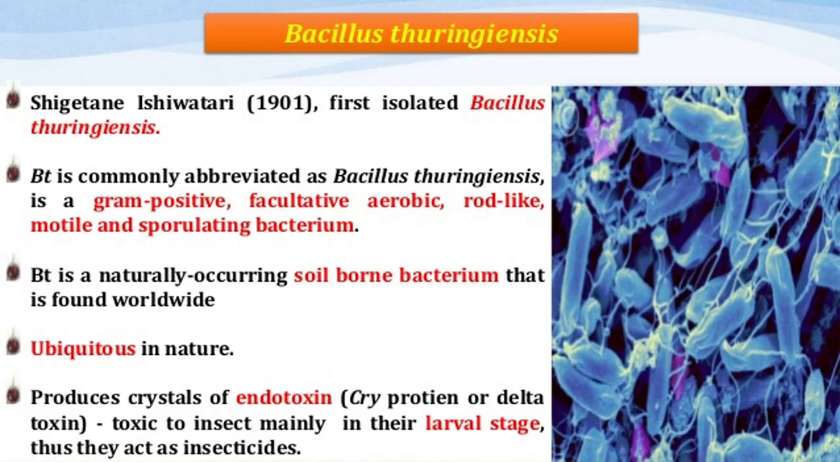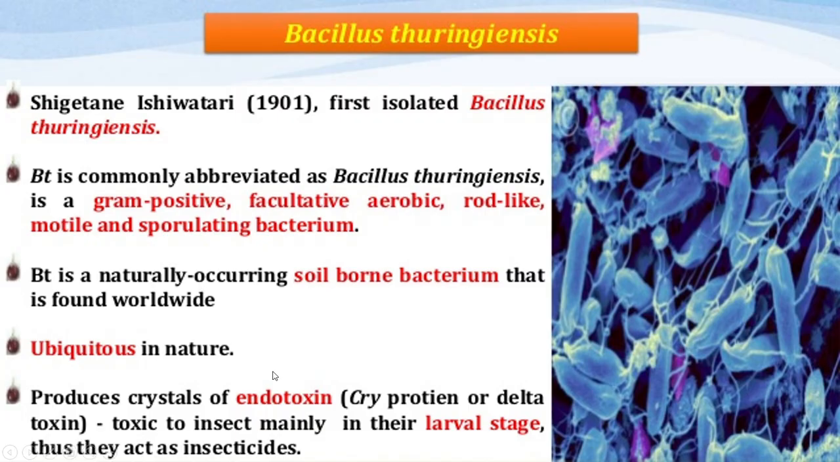Ishiwatari in 1901 isolated the Bacillus thuringiensis strain from Bombyx mori. Bacillus thuringiensis is abbreviated as BT. It's a gram-positive, facultative aerobic, rod-like, motile and sporulating bacterium. So it forms spores during adverse environmental conditions. BT is a naturally occurring soil-borne bacterium that is found worldwide. Ubiquitous in nature, it is present in all types of environment.